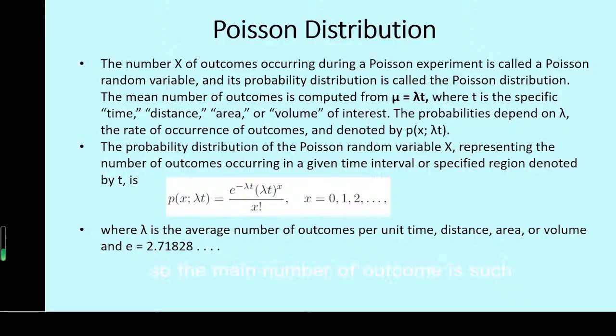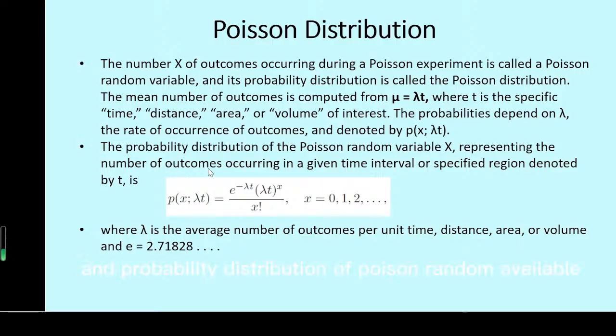The mean number of outcomes in such a specified time interval is called mu. For example, if we measure 10 hours, mu is the average occurrence of such events in the 10 hours. And here mu equals lambda t. The t is 10 hours, for the specified time, distance, area, or volume of interest. And lambda is the mean rate per unit, for 1 hour, for example, or for 1 acre, for 1 millimeter, for 1 liter, right?